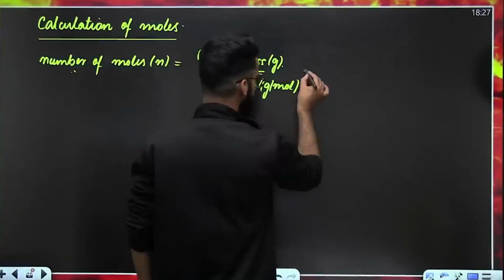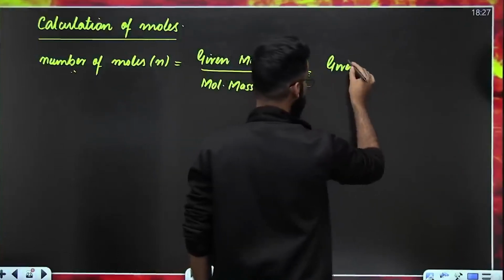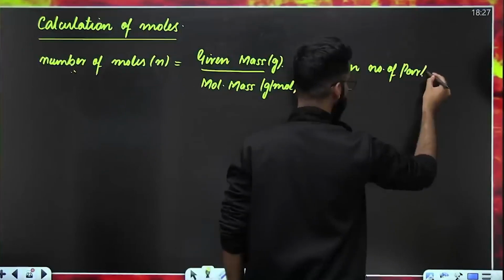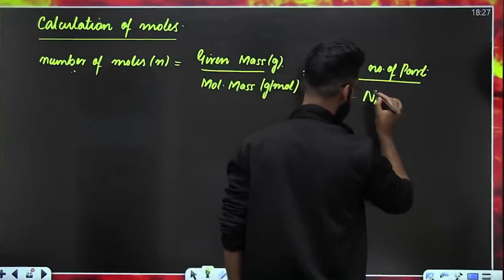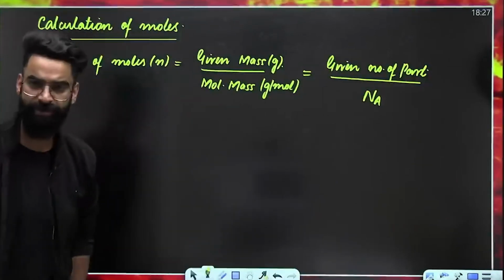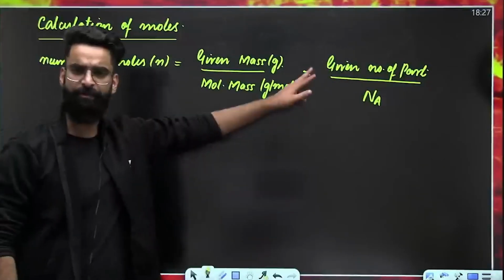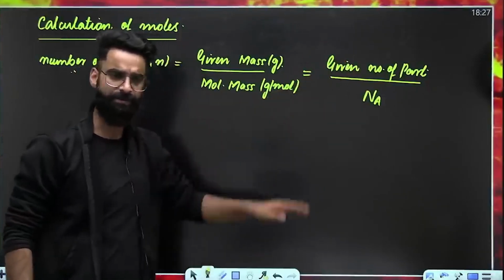The second way to calculate the number of moles of the substance is equal to the given number of particles of the substance divided by what? Divided by Avogadro's number. This is one more result by means of which you can calculate the number of moles.